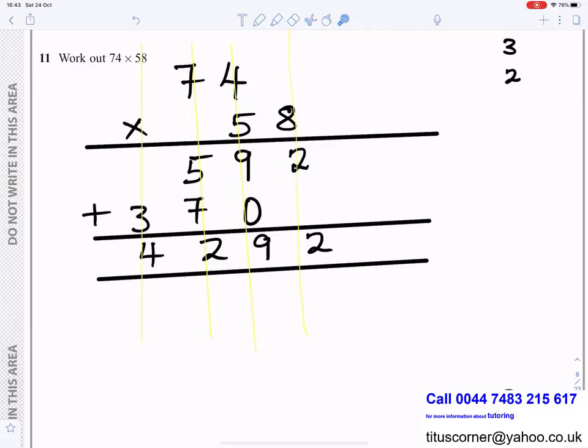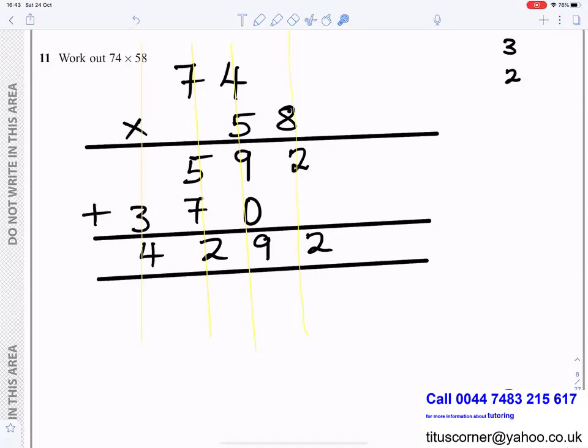You write the 2 and carry 3. 8 times 7, 56, plus the 3, 59. Now we do 74 times 5. 5 times 4 is 20. You write the 0 and carry 2. 5 times 7, 35, plus the 2, 37.